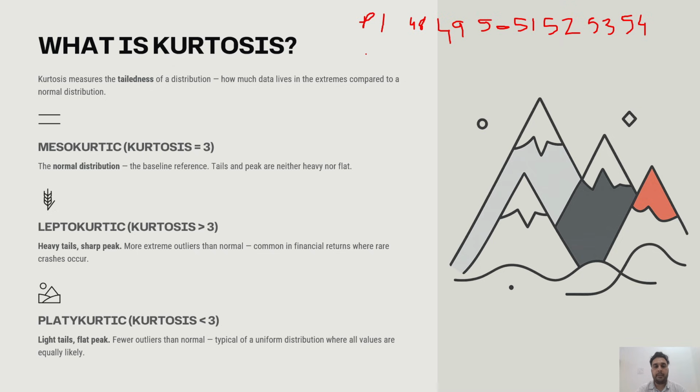I'll take another data set, where I'll take some numbers: 45, 49, 50, 51, 52, 53, and I'll take 100. Now you see, two of the points have changed, the last one and the first one. You can compare these two data sets.